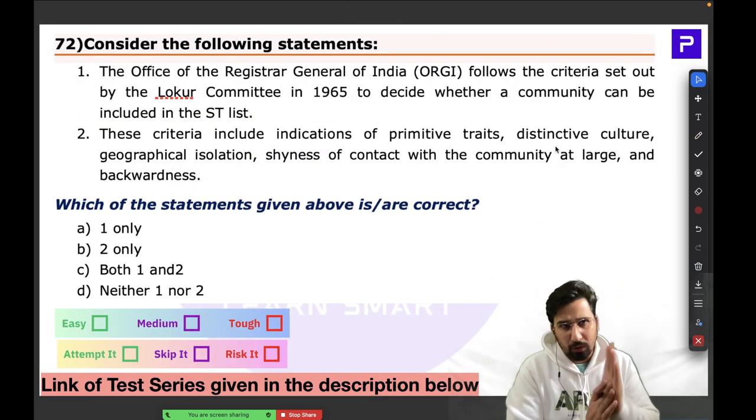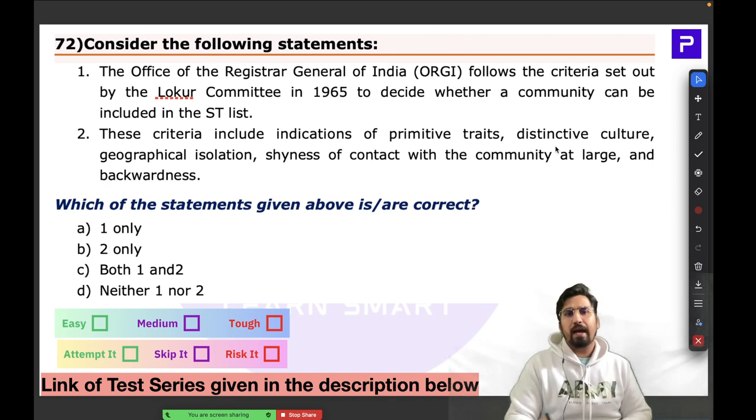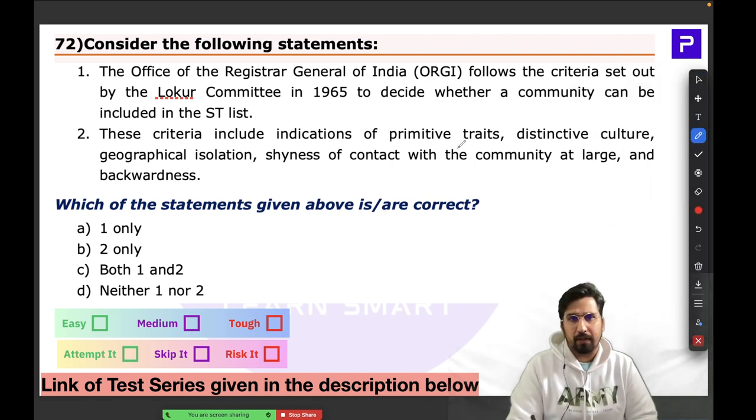Question number 72 was Office of the Registrar General of India. And he follows the criteria set by this particular committee. Okay, that is important.